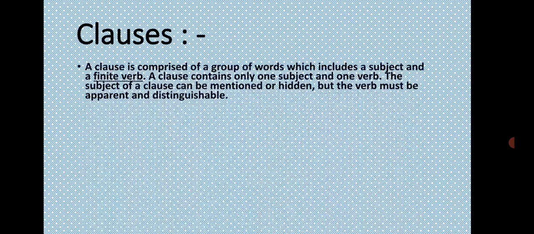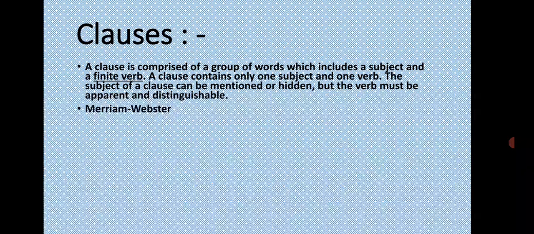Today we are going to learn about clauses. Before we start learning, we should understand the concept of clauses. A clause is comprised of a group of words which includes a subject and a finite verb. A clause contains only one subject and one verb. The subject of a clause can be mentioned or hidden, but the verb must be apparent and distinguishable.